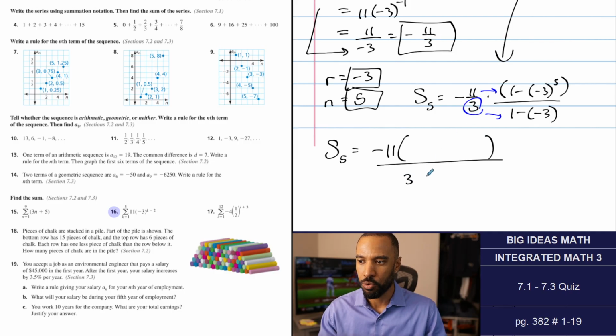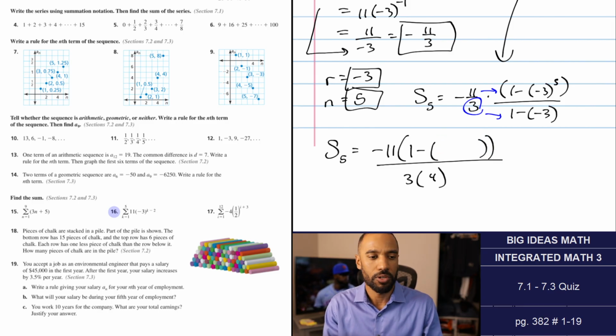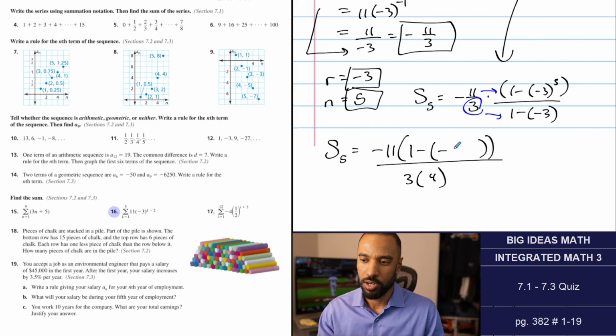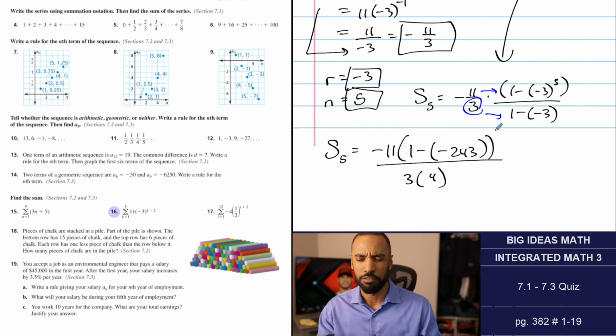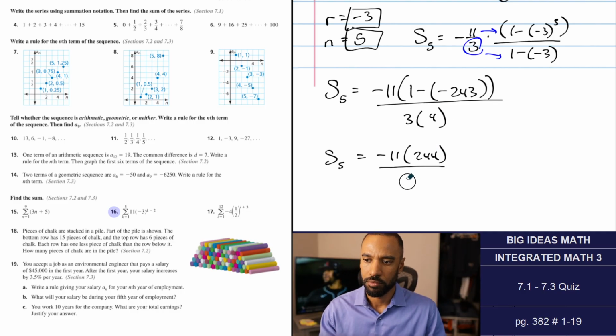Down here, I have 3 times 1 plus 3, which is 4. Up here, I have 1 minus negative 3 to the 5th. Generally, I don't clean this stuff up in this way, but I want to do as much practically as I could. Oh, I knew 3 to the 5th. So that becomes a 1 plus as well. So negative 11 times 1 plus 243 is 244 over 12.